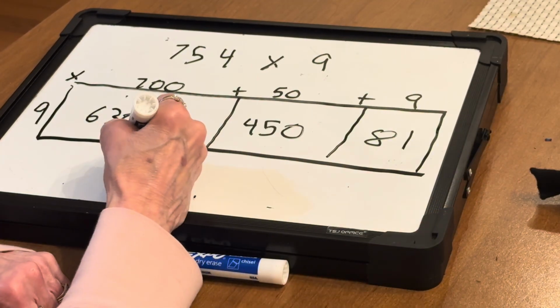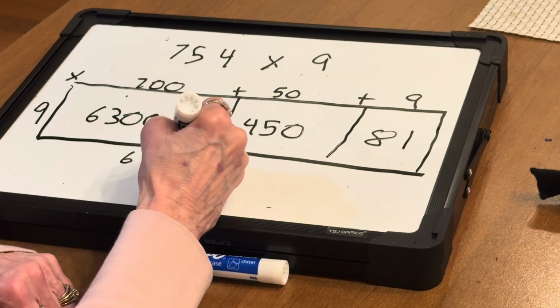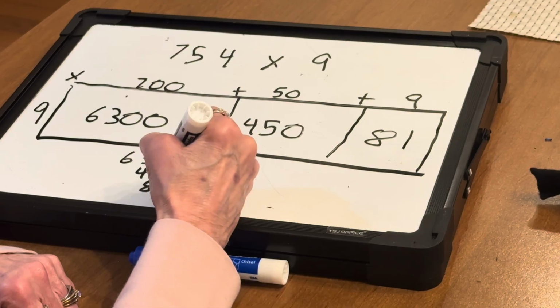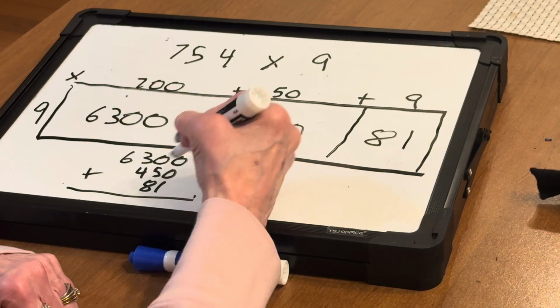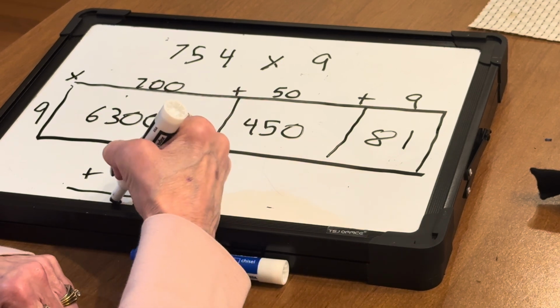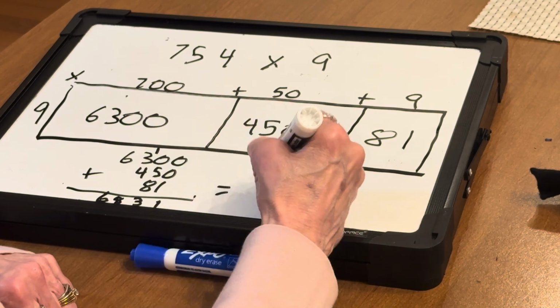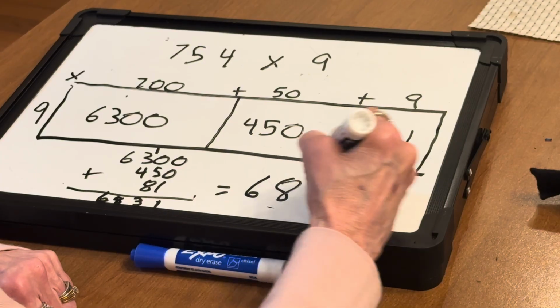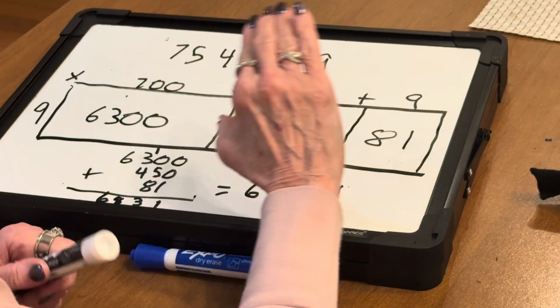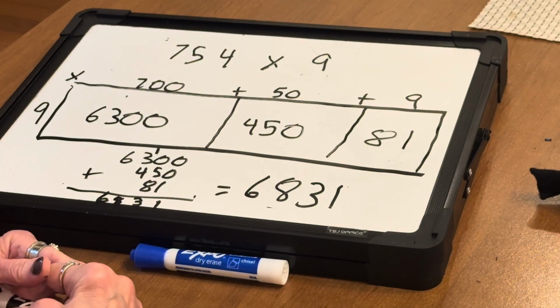So then I would have to add all those numbers up. 6,300 plus 4,500 plus 81. And if you add those up, you get a 1, a 13, an 8, and a 6. So our answer would be 6,831.